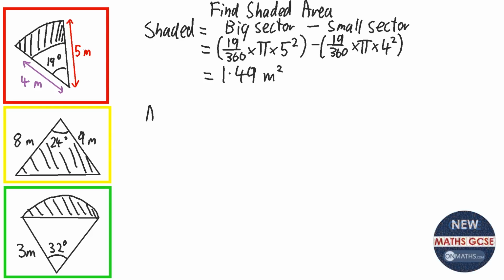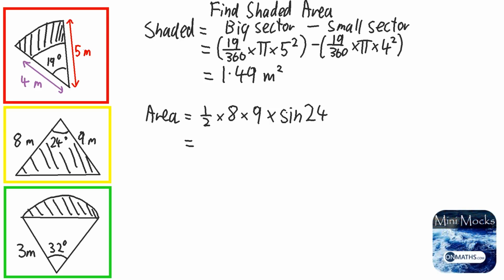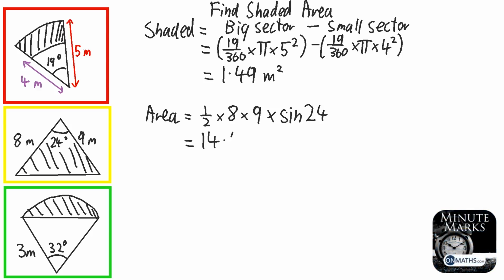Okay, for this one, we want to work out the area, which is half times A, which I'm going to call 8, times B, which I'm going to call 9, times sine 24. Okay, so it's 0.5 times 8 times 9 times sine 24. Again, just quickly check it, it looks good. And that's 14.64, and this is still meters squared.